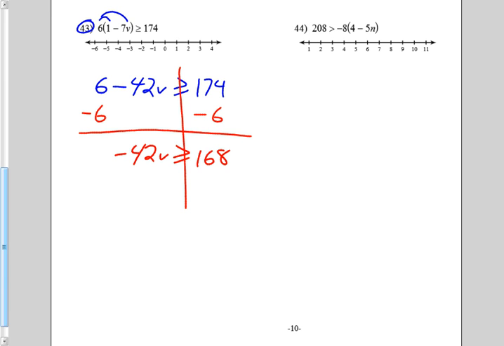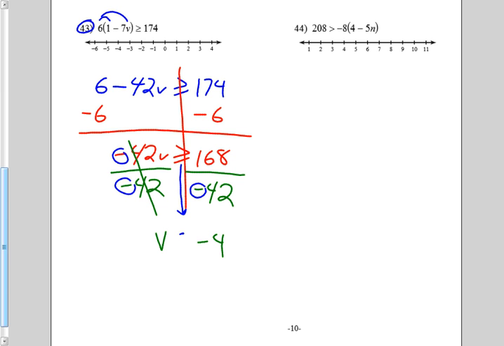Like so. Now, I'm going to divide by this front number. And here's a little rule that we're going to have to follow. This side will cancel, and I'll look for the v. And on the other side, I'm going to get -4. But because I divided by a negative number, this sign flips. Only when I divide by a negative. So up at the top, when I divided by +1, I didn't flip the sign, but in this case, I do. That's important because this tells us which way to graph.